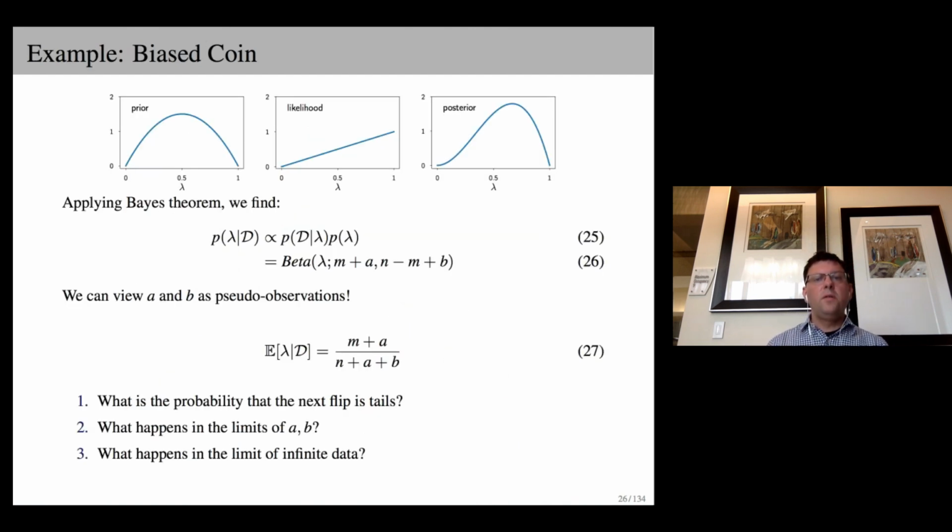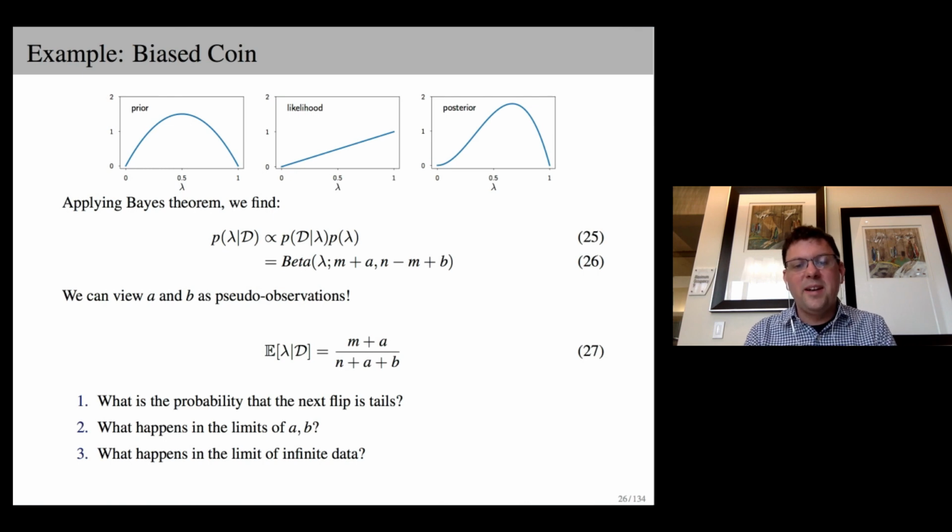So we can multiply our prior with our likelihood to get our unnormalized posterior. This is a beta distribution. We can compute its moments and use the posterior expectation over lambda for our predictions. We can see in equation 27, it's m plus a over n plus a plus b. Now let's consider a few questions. It's good to do some sanity checks here.